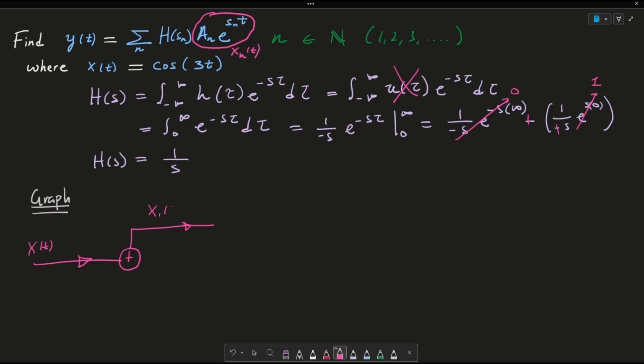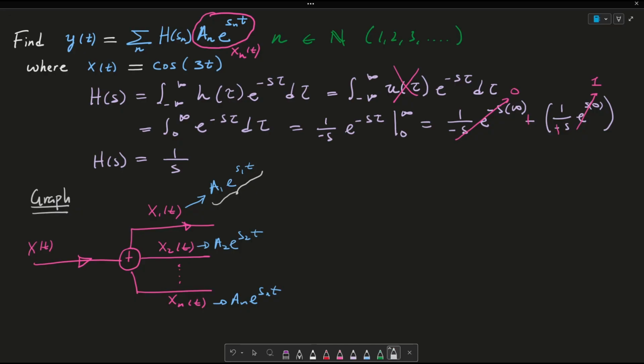So we have x1 of t, x2 of t, all the way to x_n of t. Essentially, to be completely explicit, this would be a1 e to the s1 t, added to a2 e to the s2 t, and this here is some a_n e to the s_n t, where again, the reason this is the case is because we proved that this function is an eigenfunction of an LTI system.